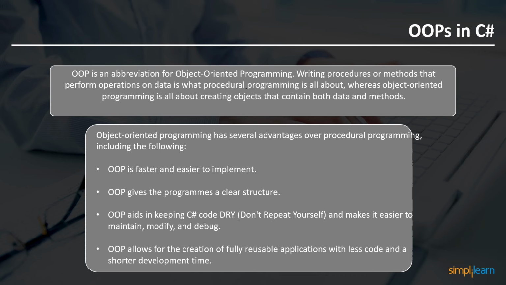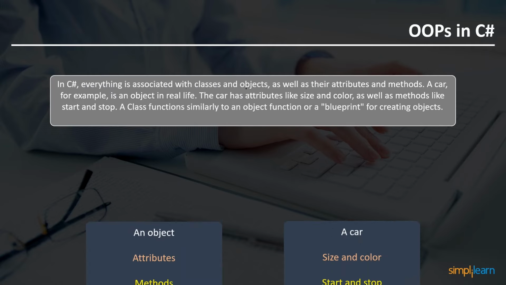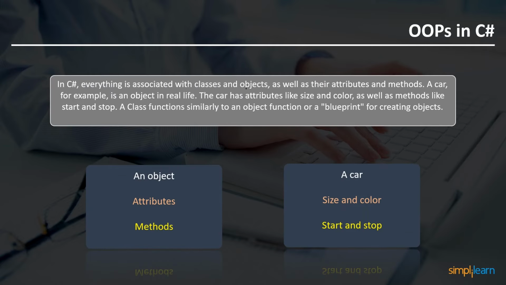Object-oriented programming allows for the creation of fully reusable applications with less code and shorter development time. After learning about OOPs, we will learn about the object-oriented programming paradigms in the C# programming language. First, we must comprehend classes and objects. In C#, everything is associated with classes and objects and their attributes and methods.